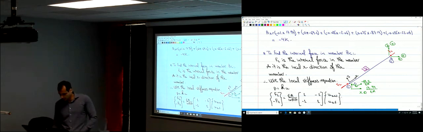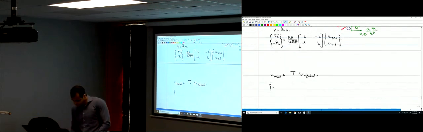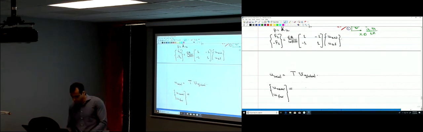So now, to find this U local, U local is equal to the transformation matrix multiplied by U global. U local, which is two values, U at the near end and U at the far end, is equal to the transformation matrix. How does the transformation matrix look like? You don't have to memorize it. I will give it to you on the test. Multiplied by the global displacements.